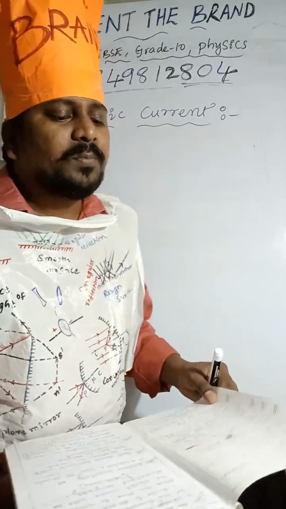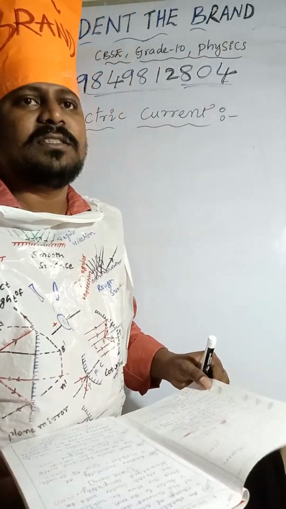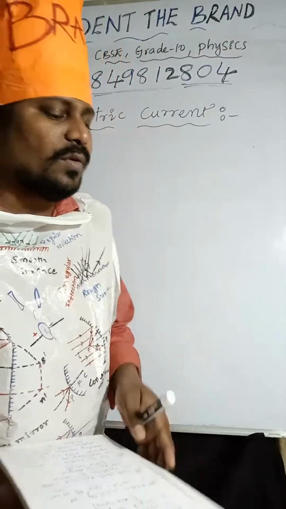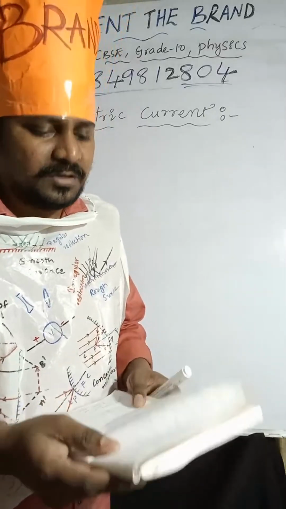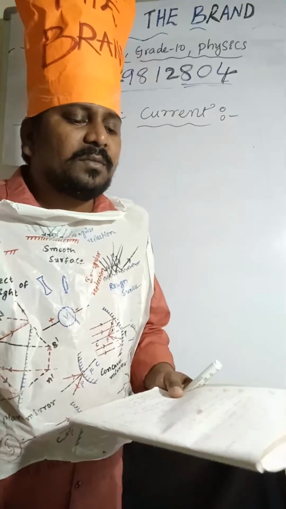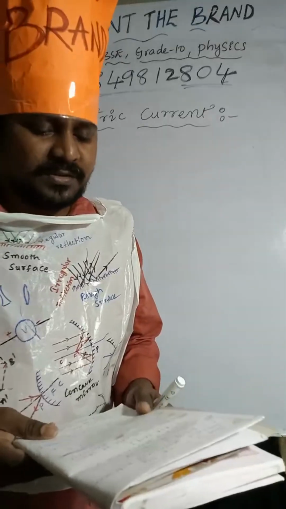What is meant by potential difference between 2 points? Potential difference between 2 points is nothing but the work done to bring unit positive charge from one point to another point within the conductor. What is the SI unit of potential difference? SI unit of potential difference is volt.